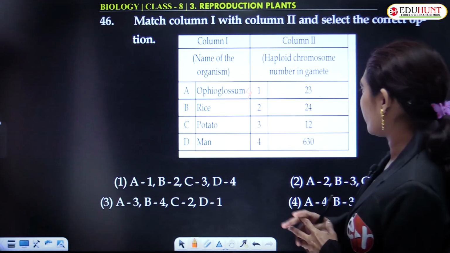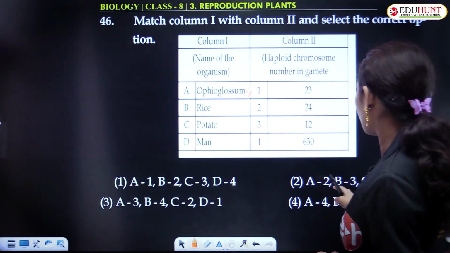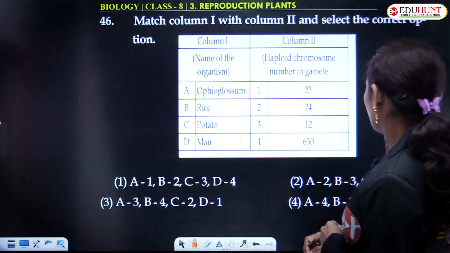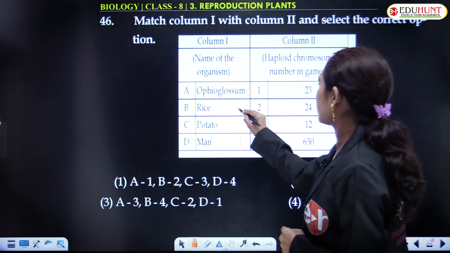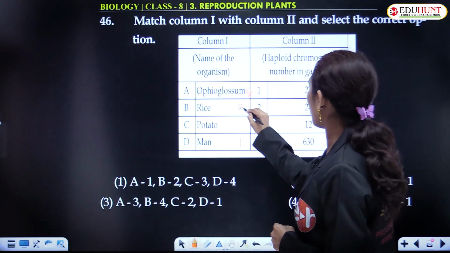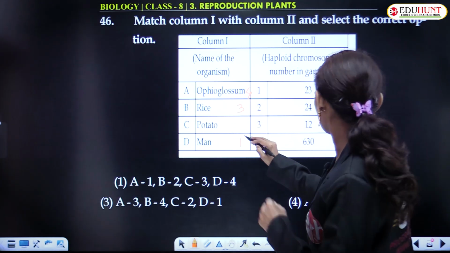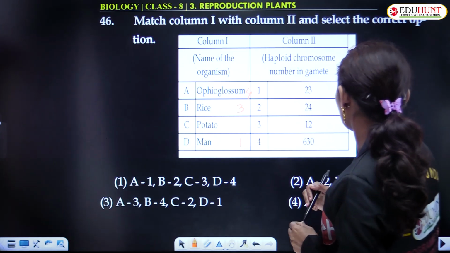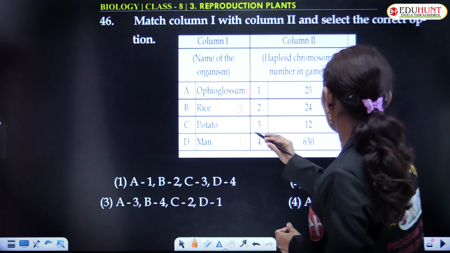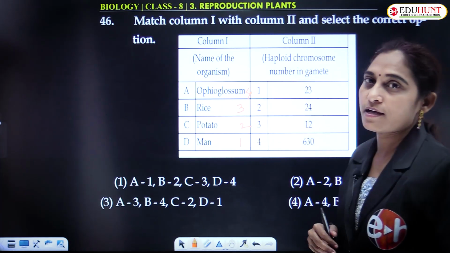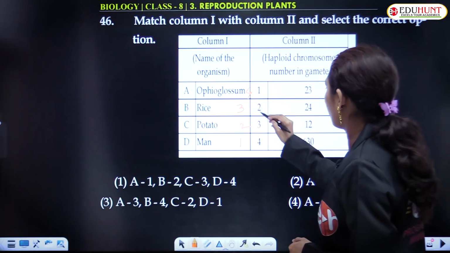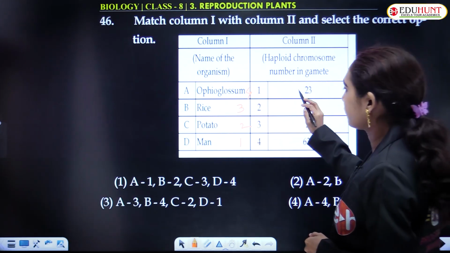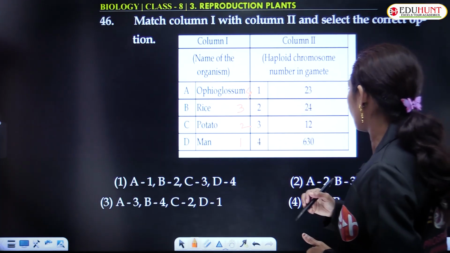And in man, we know that there are 23 chromosomes. So 1. And in rice, 12 chromosomes are there. In potato, 20. 24 chromosomes are there. So, Ophioglossum 630, rice 12, potato 24, and man 23 chromosomes are there.